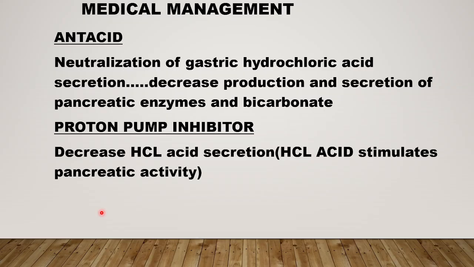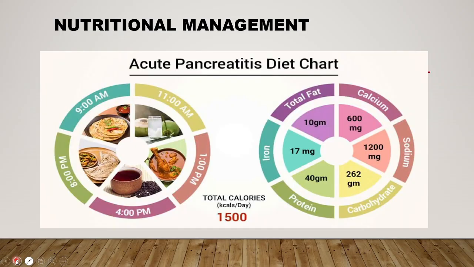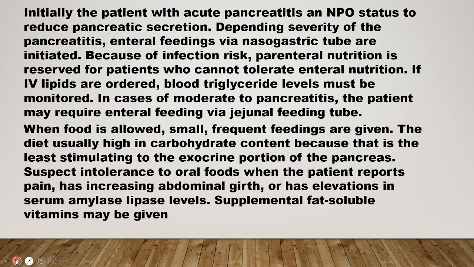So these are all medical support. Then next one is nutritional support. In nutritional support, first we give pancreatic enzyme replacement therapy, which is called PERT, to aid digestion and absorption of nutrients.